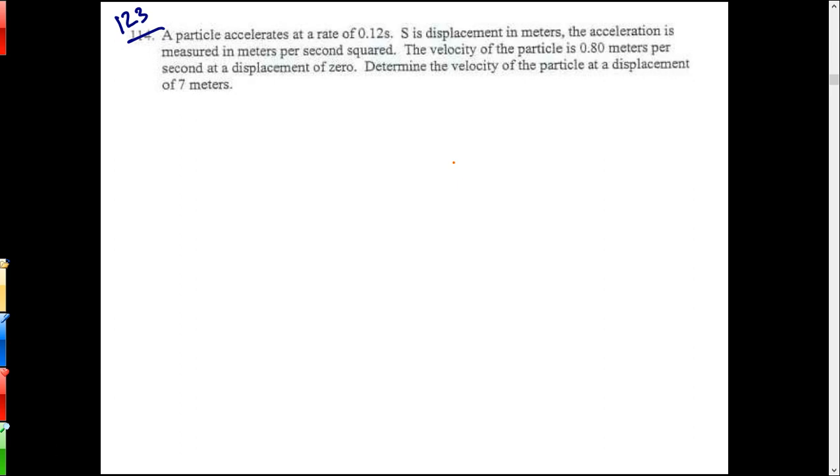Now, the important thing here is this S does not mean seconds. It means S for displacement, and that's kind of unfortunate, but S is the variable that's used for displacement. So we've got a is equal to 0.12 times whatever S is, S being the displacement. That's the fundamental relationship that you start with on that. So S is the displacement in meters.